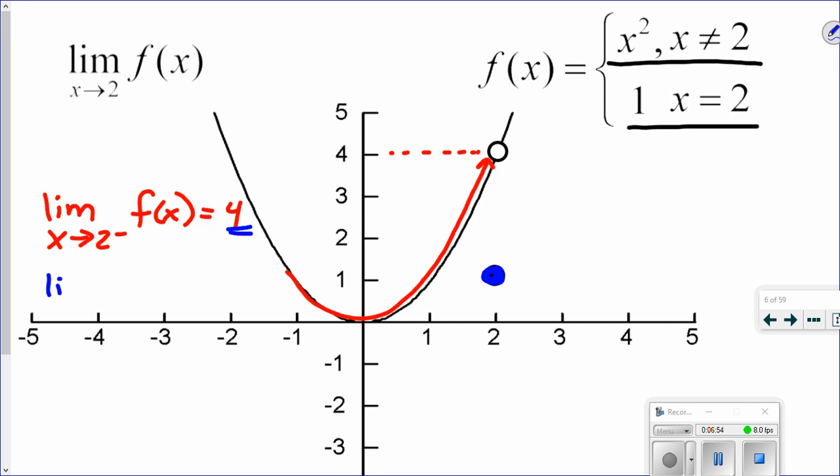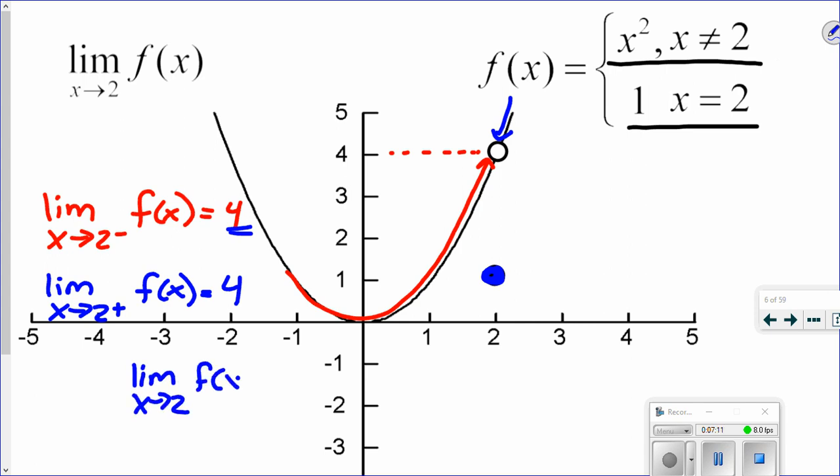Likewise, as we come from the right-hand side, what's it getting close to? Well, it's getting close to 4 also. So we know the limit as x approaches 2 is 4. We have shown that because the limit on the left is 4 and the limit on the right is 4. In order for the limit to exist, they must be the same.